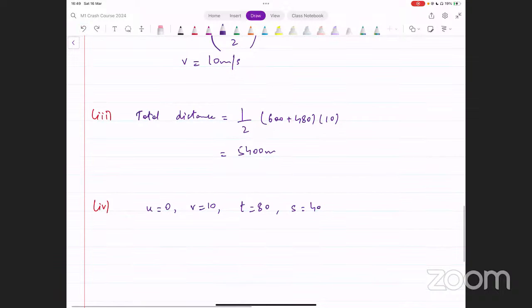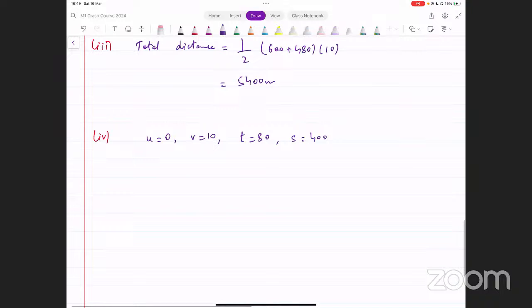You can use this information to figure out the value of acceleration. Which equation can we use? We can use v equals u plus at, with t as 80. And that gives us 10 equal to 0 plus a into 80. And that's going to give you 10 over 80, which is 0.125 meters per second squared. That's the acceleration in the first part of the journey. Make sense?